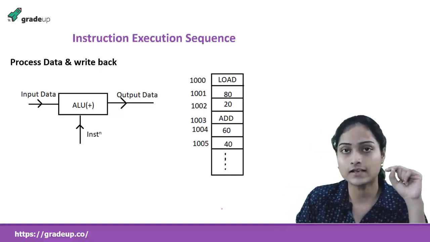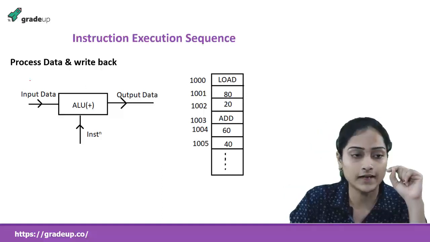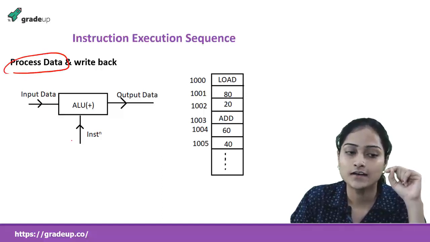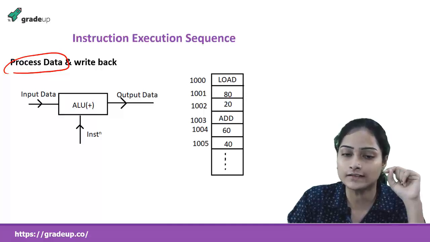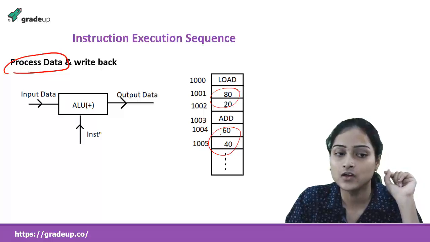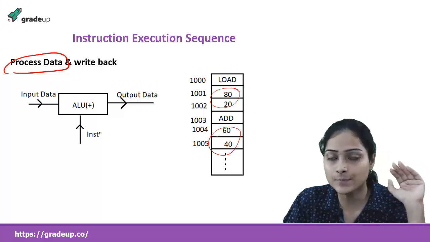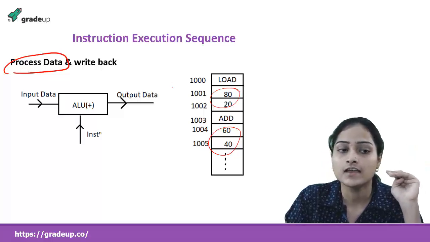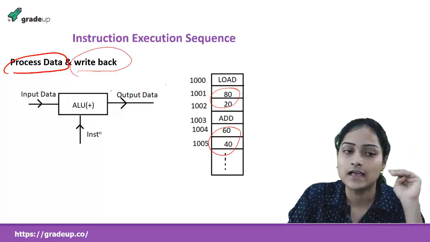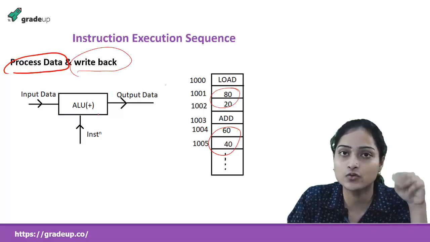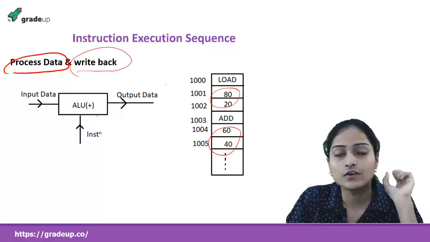This extra work is known as processing of data. You have input data, instruction. Now you will perform the ALU operation over there, that is, addition of data at these memory locations. Addition has been performed. After addition, you have to store your data somewhere. This is known as write back. That is, whatever result you got, you will store that result back to your accumulator.